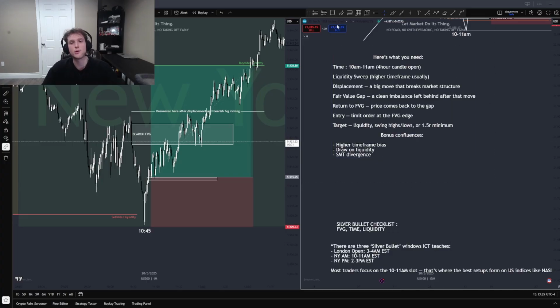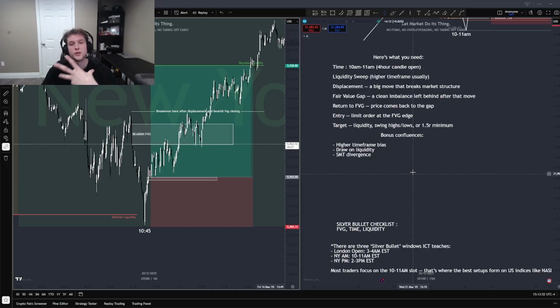Fair value gap, I have a Smart Money Academy on it if you want to check it out if you don't know what it is. But pretty much it's three candles that form an imbalance in the middle where the wicks of the candles do not meet. Now, what do you want? You want price to return to your fair value gap, to come back to your imbalance.